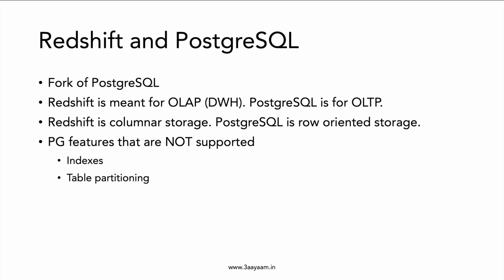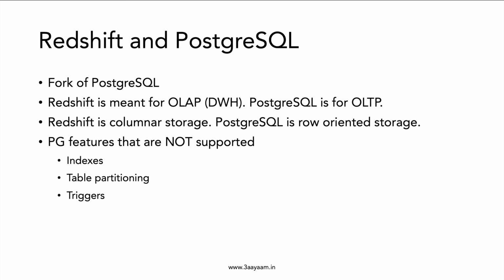The next one is table partitioning. So in Postgres, we have something called table partitioning. There is range partitioning, hash partitioning, and list partitioning. Redshift does not have those, but Redshift has something called distribution, which we'll talk about later on, which is similar to hash partitioning in Postgres.